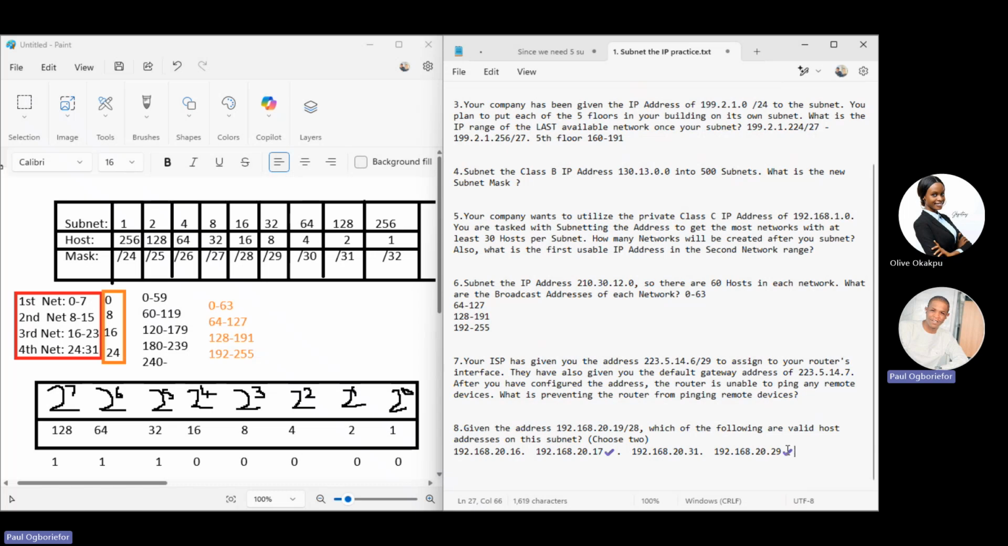So these two, this is the host ID, not actually a host address. It's the host identity. And this is a broadcast.